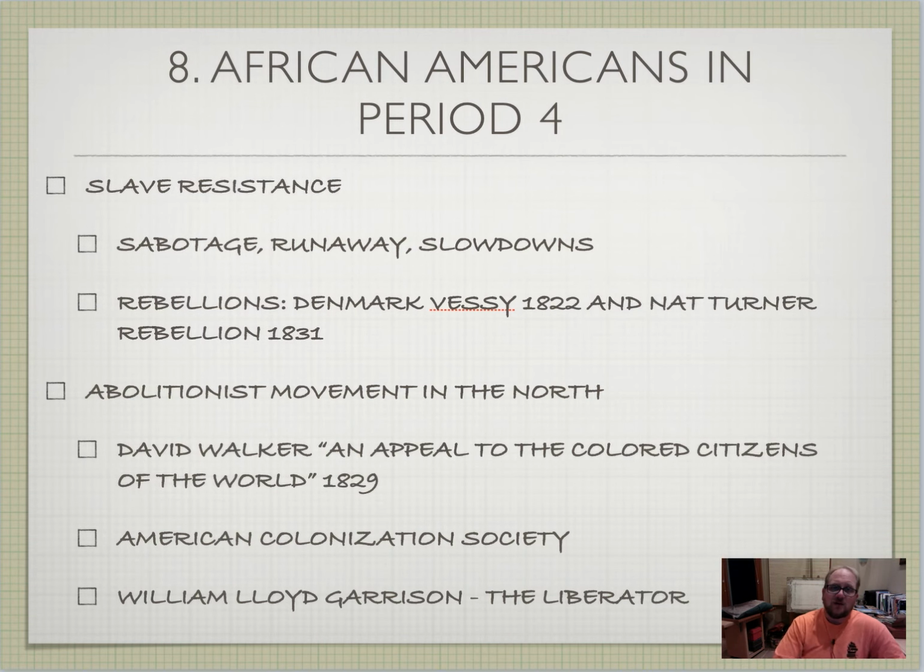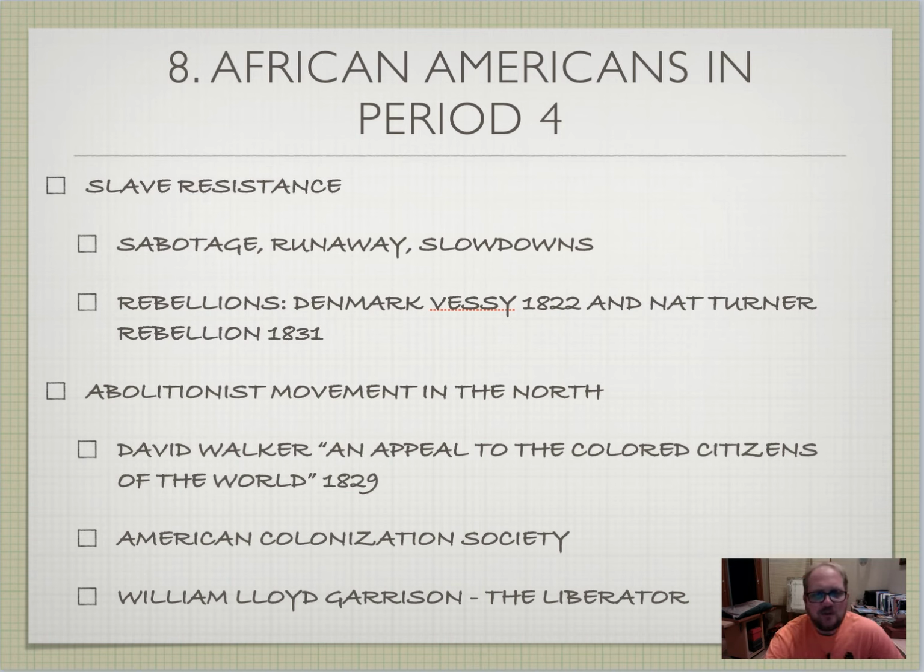And among African Americans in the South and also the North, we will see some slave resistance in this time period. Mostly sabotage, runaways, and slowdowns will be the main resistance. There will be a couple of rebellions. One failed, one sort of did, I wouldn't say successful, but did actually go out and happen. The unsuccessful one was Denmark Vesey, which was found out before it happened in 1822. And then Nat Turner actually did create a rebellion, and what this is going to lead to is harsher slave treatment and harsher slave codes.